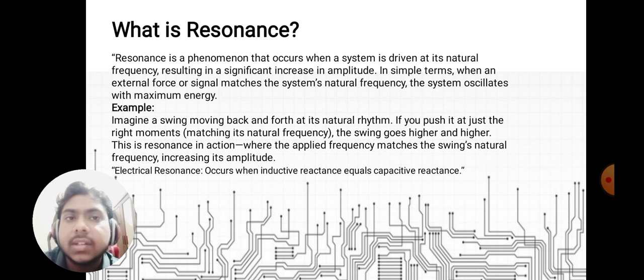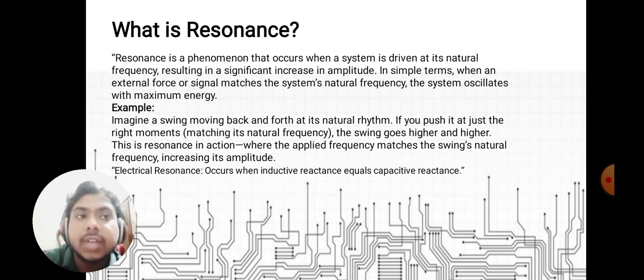Let's first of all understand what is resonance. Resonance is a phenomenon that occurs when a system is driven at its natural frequency, resulting in a significant increase in amplitude. In simpler terms, when an external force or signal matches the system's natural frequency, the system oscillates with maximum energy.